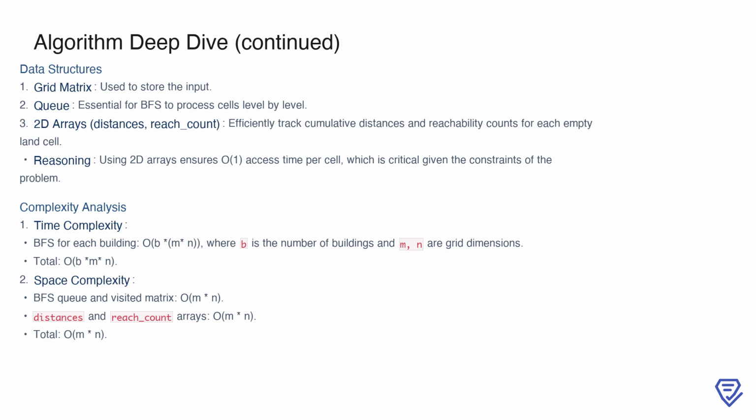When analyzing the complexity, the time complexity of the algorithm is O(B*M*N), where B is the number of buildings and M and N are the grid's dimensions. This is because BFS is performed for each building, and each BFS can explore up to all grid cells. The space complexity is O(M*N), which accounts for the BFS queue, the visited matrix, and the 2D arrays. Overall, the algorithm is designed to handle the problem efficiently within these constraints.